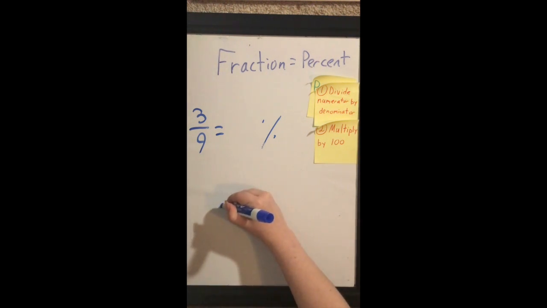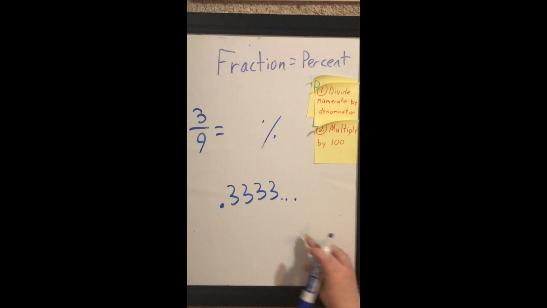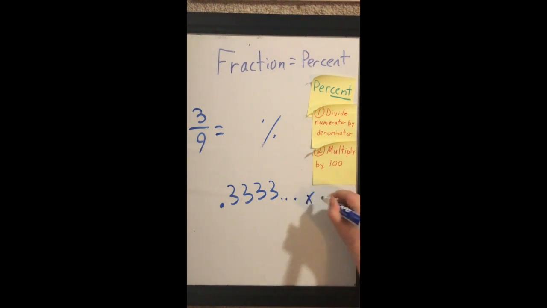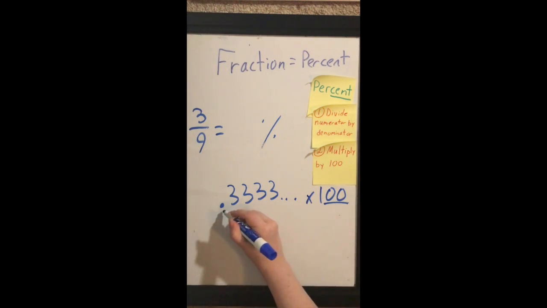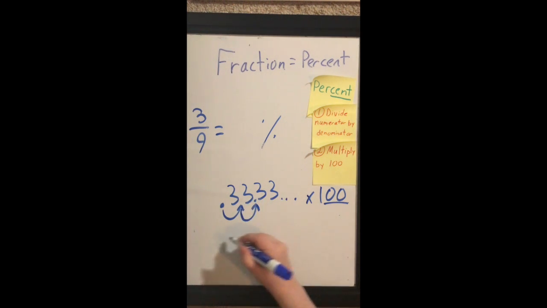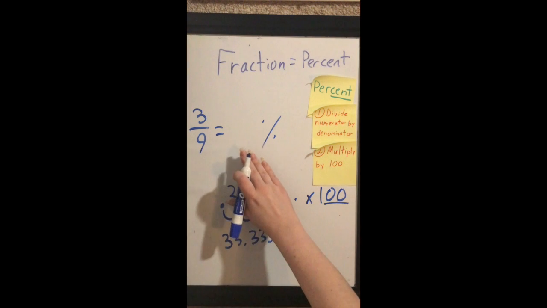So our number was 0.3333... The ellipsis means there are more 3's after that. So now we are going to multiply this by 100. So multiplying by 100 means we're going to move this up 2 spots. So 1, 2. So our new number becomes 33.3333. Well, that can't be our answer because that's too big to put in that small spot.